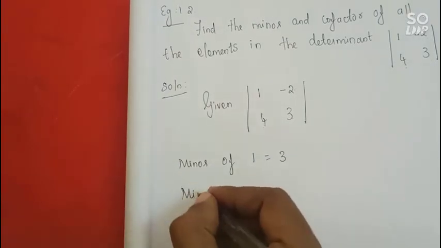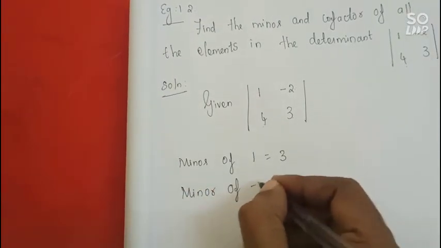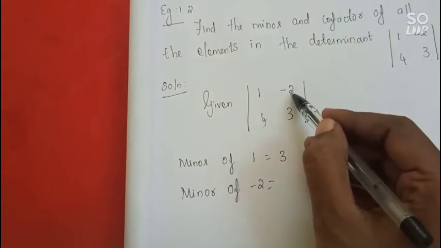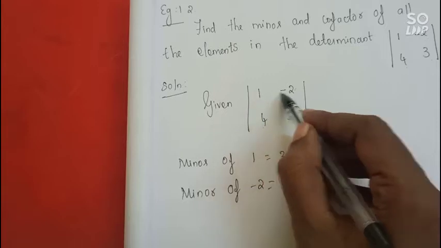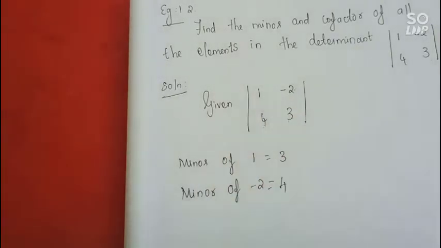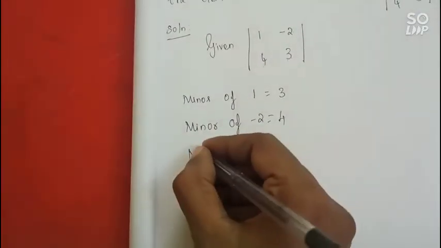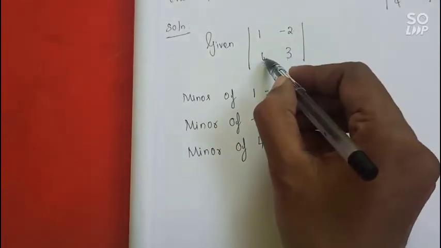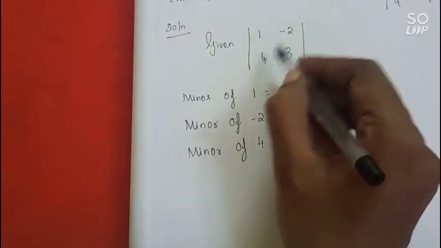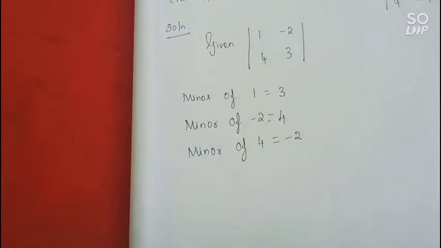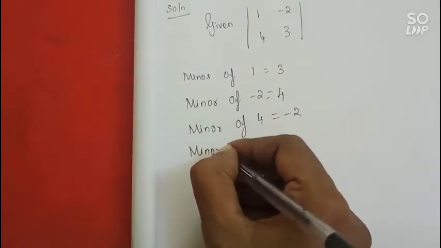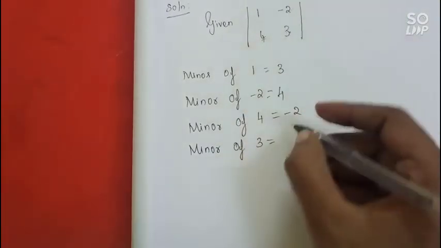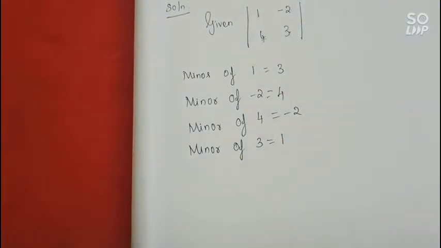Then next value, minor of -2. We need to find the minor of -2. For that, whatever its particular column and row is, you will cancel. This row and this column will cancel. So what's the balance? 4. Then next, minor of 4. This particular row and this column will cancel. What's the balance? -2. Then next one, minor of 3. This particular row and column you will cancel. What's the balance? 1. Now we have found all the minors.